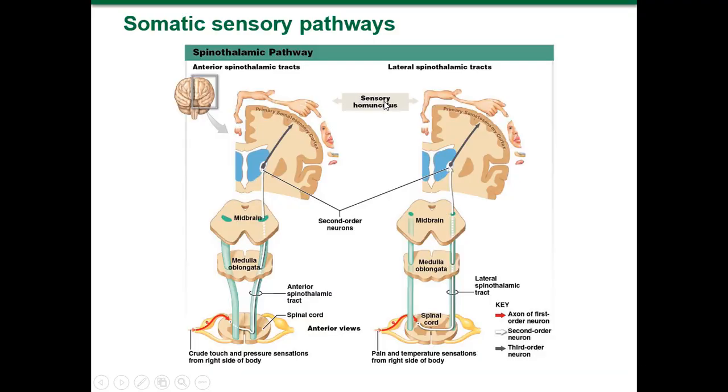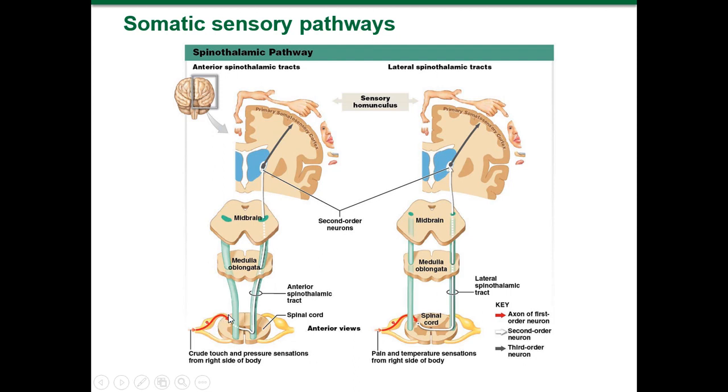This sensory homunculus, meaning a little man in the brain, looks like a caricature showing that the relative size of the cortex devoted to a particular body region is proportional to the density of the sensory input received from that body region.